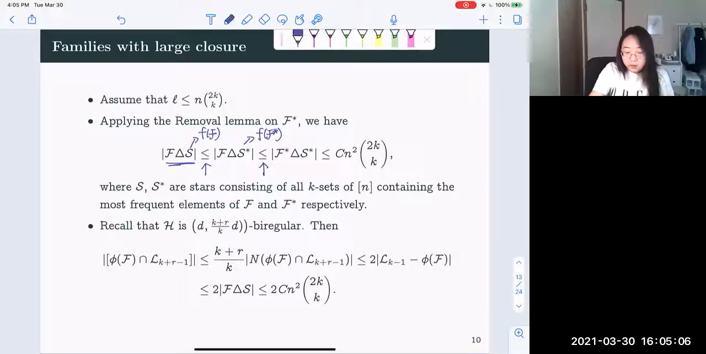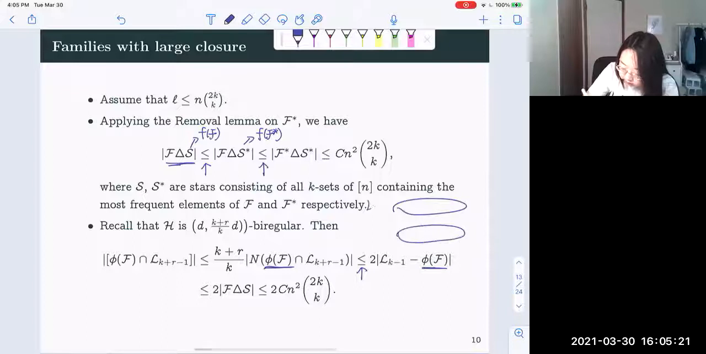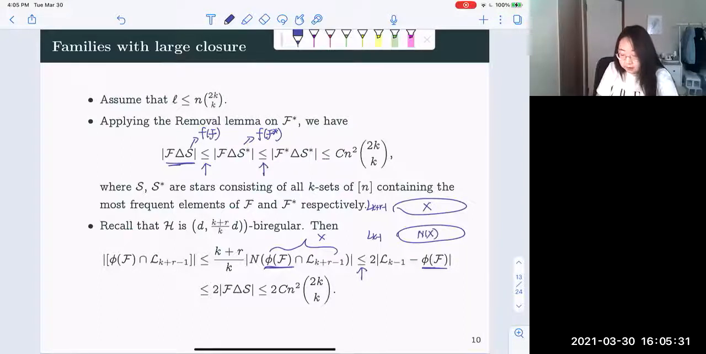And the second inequality here comes from that, remember phi is an independent set. So its neighborhood has to be disjoint with itself. So, right, here we have these two layers. This set, let's call it X for now. X is here, so the neighborhood is in here, but it has to be disjoint with itself. So it must be in L_{k-1} minus phi of F. And this 2 is just to give an upper bound on this fraction, which is not really important.